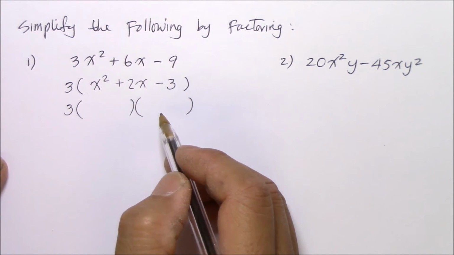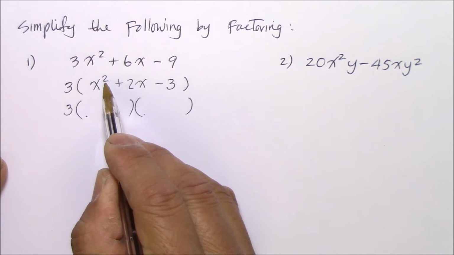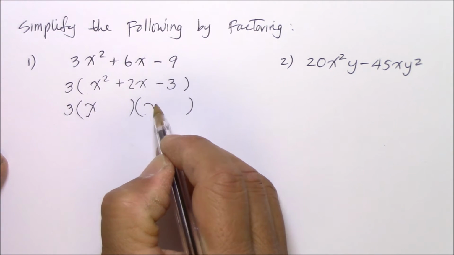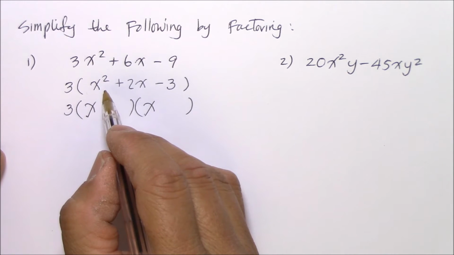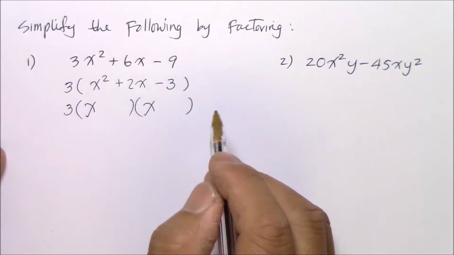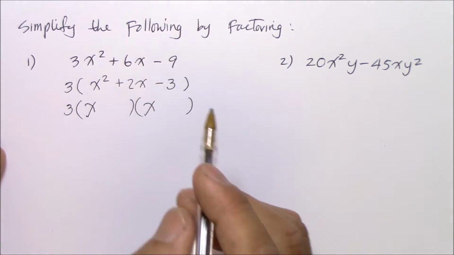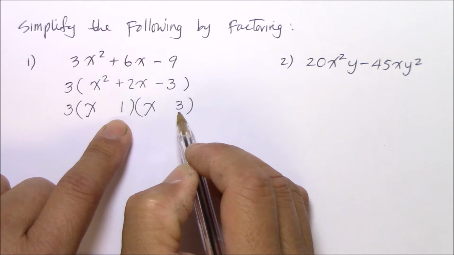This is where I ask the students, hey, what times what will give you x squared? Then you'll say, well, x times x will give me x squared. That's right. This is called the AC factor. What times what could possibly give you a 3? Then you'll say 1 and 3. That's right. 1 times 3 is 3.